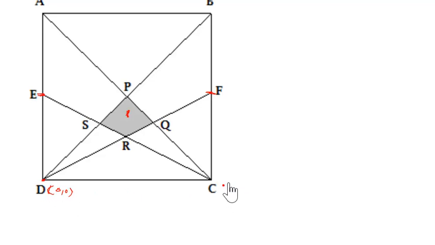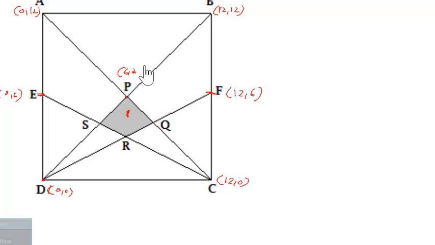If this is the origin, and let me take the side to be 12, so this will be (12, 0). Similarly, this point will be (12, 12), and this one will have coordinates (0, 12). E is the midpoint, so this will be (0, 6). F is the midpoint, so it will be (12, 6). P is the midpoint of DB and AC also, so straight away the value is (6, 6).